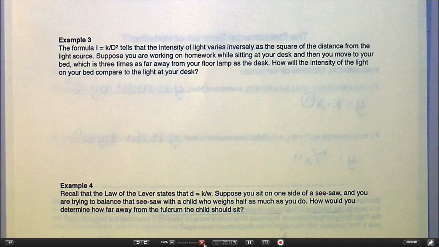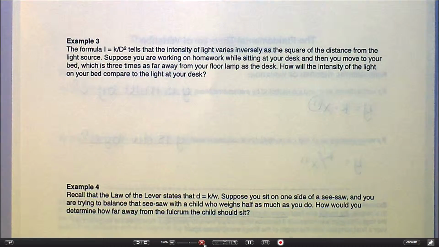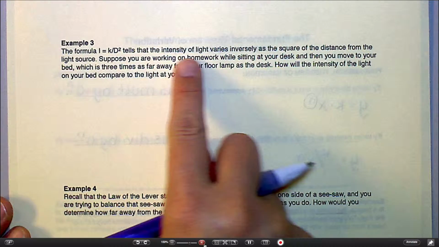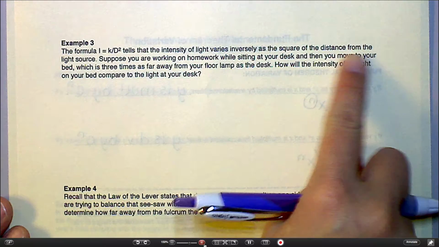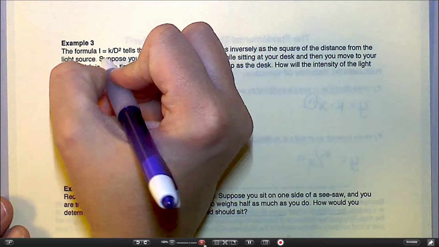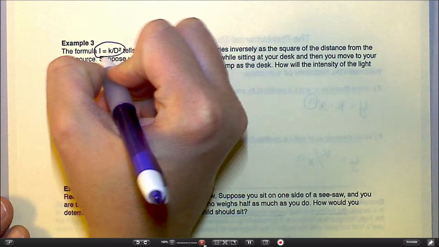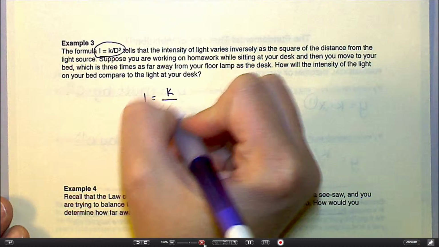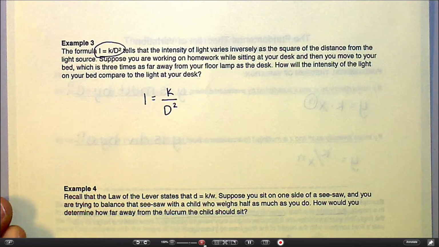So example 3, we worked with this formula in one of our homework problems yesterday. I equals k divided by d squared. Now, here's that magic sentence again. Intensity of light varies inversely as the square of the distance. But notice they already kind of set that up for you. So you don't even have to worry about it. K divided by d squared. Okay?